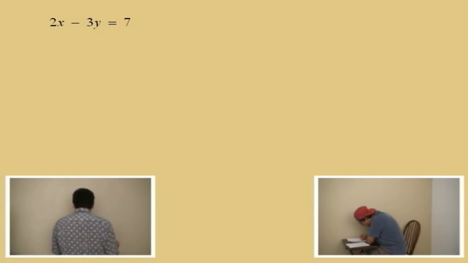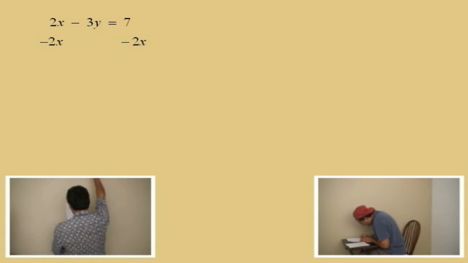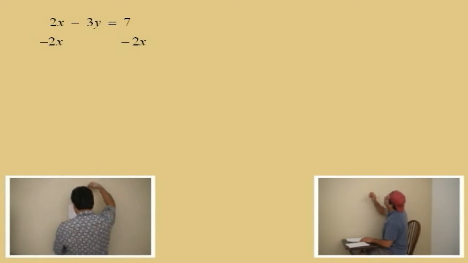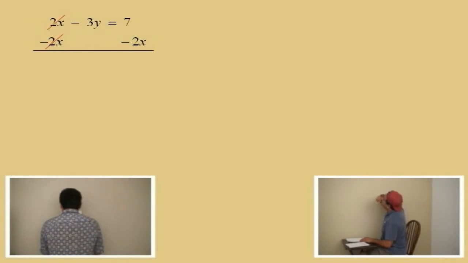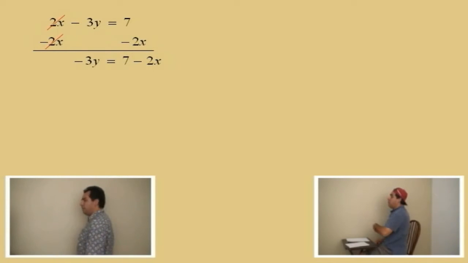Okay, Charlie, we're solving for y. What's our first step, Charlie? Subtract 2x on both sides. That's right, subtract 2x from both sides so that 2x minus 2x is 0. So those will cancel out, leaving you with what on the left-hand side, Charlie? Negative 3y. And what's on the right-hand side? 7 minus 2x.